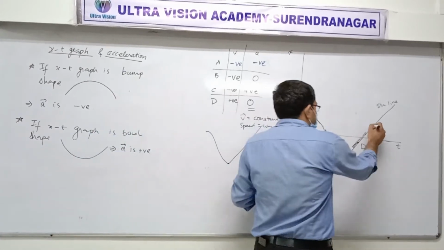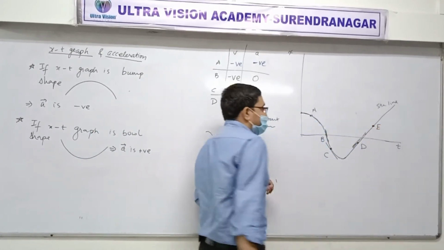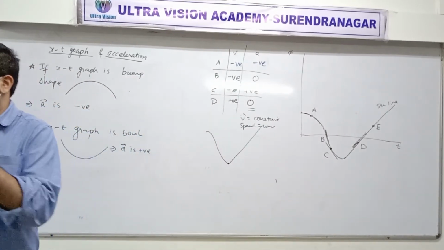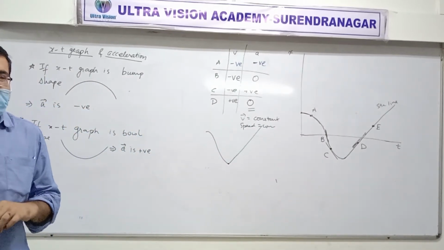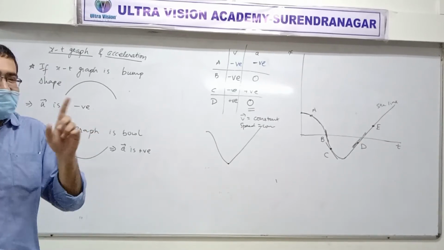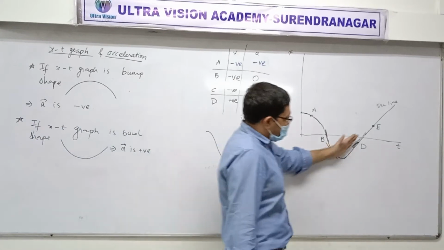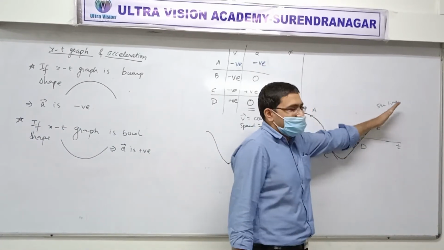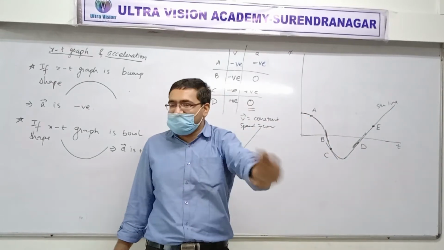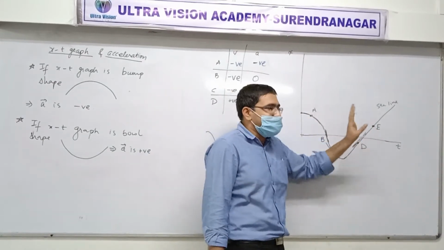At which point is the speed more? At D or at E? Same answer? Yes. From D to E, the slope remains the same. That's why the velocity is constant. Acceleration 0 and speed is also not changing. At D and at E, speed is the same.